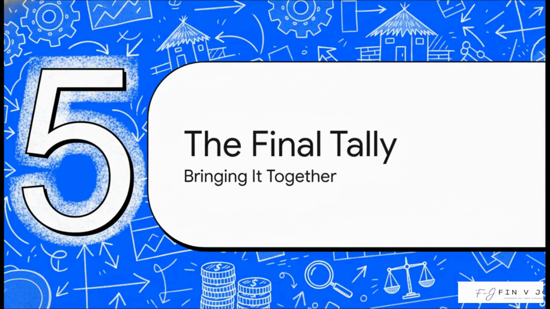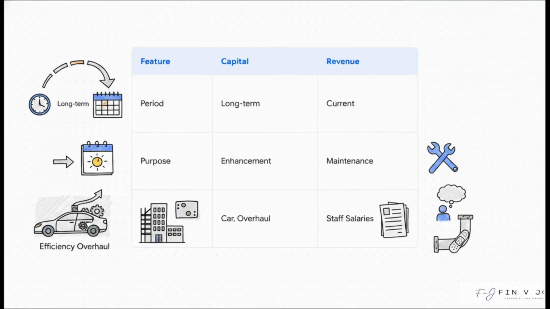And finally, Part 5, the final tally. Let's bring all this together. We've definitely covered a lot of ground in this explainer today. So, to consolidate our diagnostic toolkit, when you're evaluating an expenditure, always look at the period of benefit. Is it long-term, crossing over into future years, or does it expire right now, in the current period? Look at the purpose. Are you actively enhancing and increasing capacity, or are you simply maintaining what you already have? Buying a car or doing an efficiency overhaul is capital. Paying for routine repairs and staff salaries is revenue.